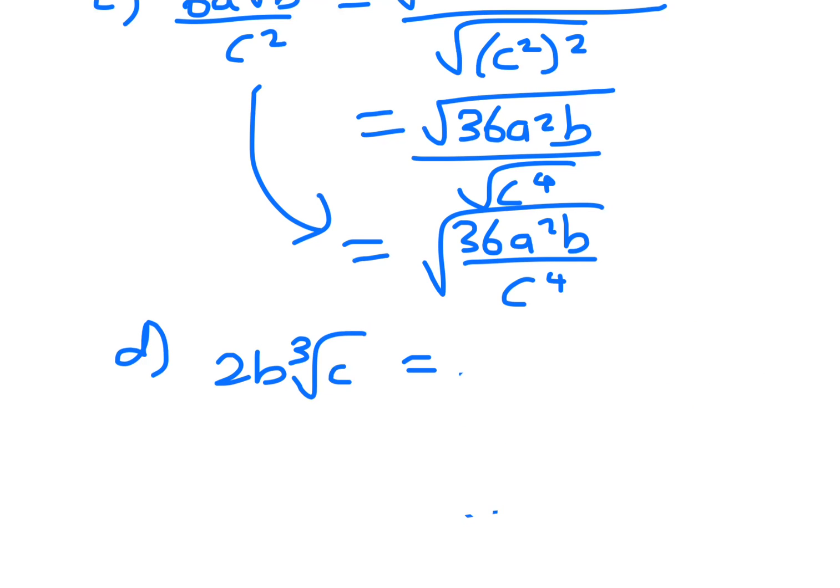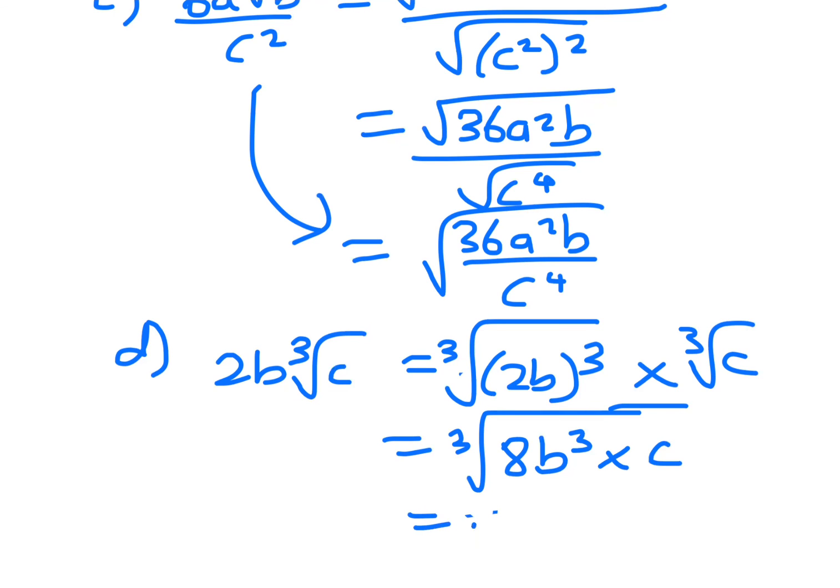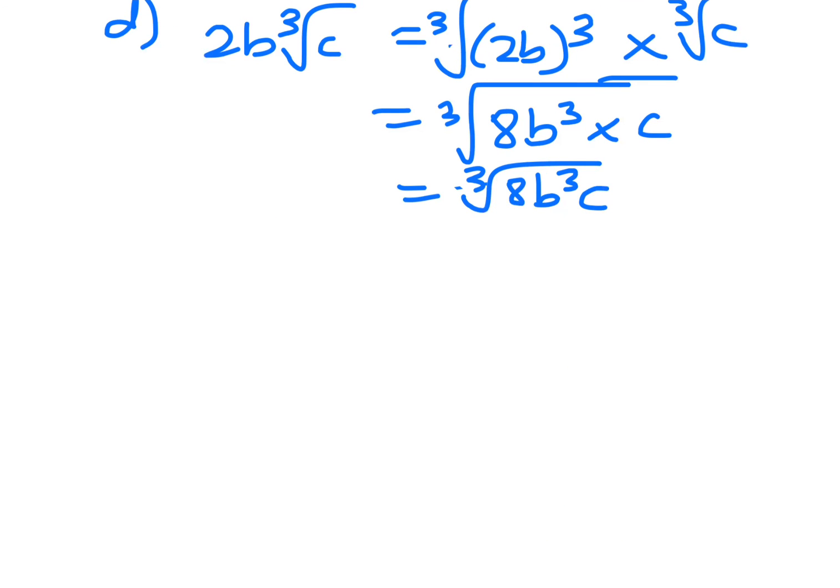Let's go again. Because it's a cube root, you would have to cube that to counteract it, to get the same thing. So if you cube that, you get 8b cubed times c. So it's the cube root of 8b cubed c.